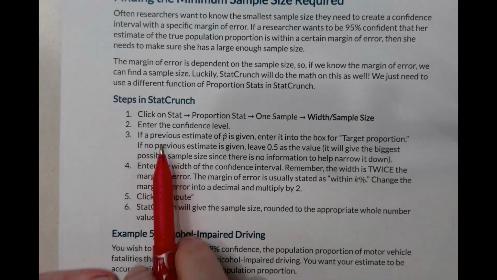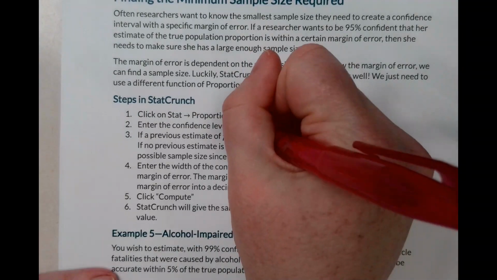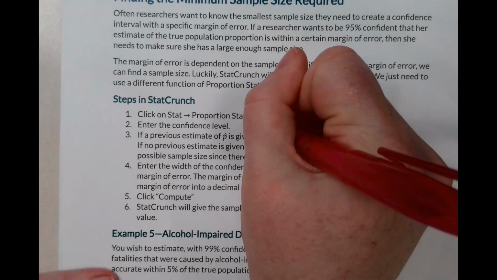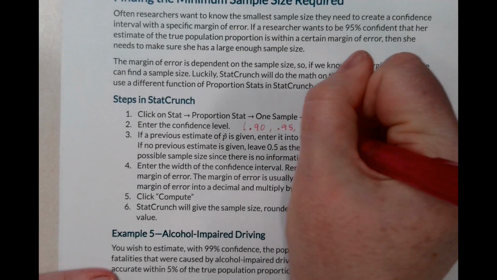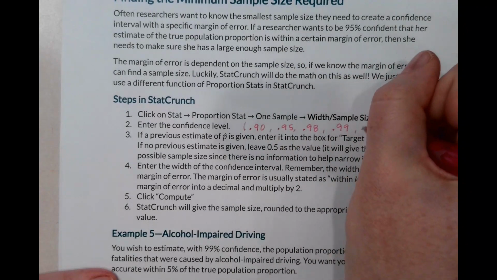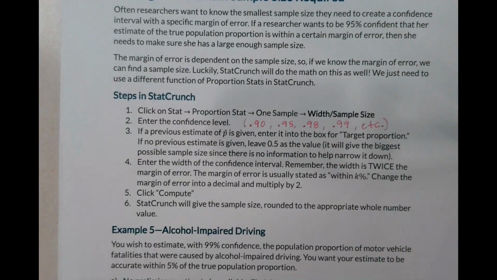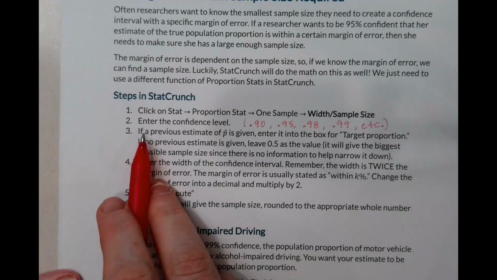But we're going to put our confidence level in. Of course, that's going to be as a decimal. So maybe 0.90, 0.95, 0.98, 0.99. If there's something different, then, etc. And so that's our first part.